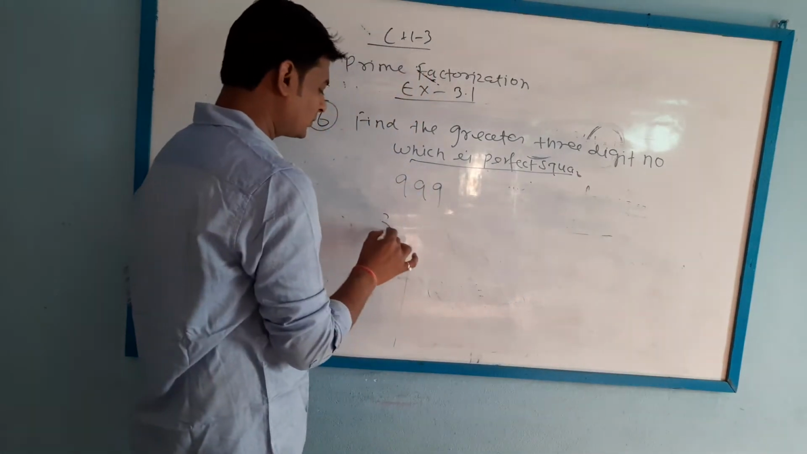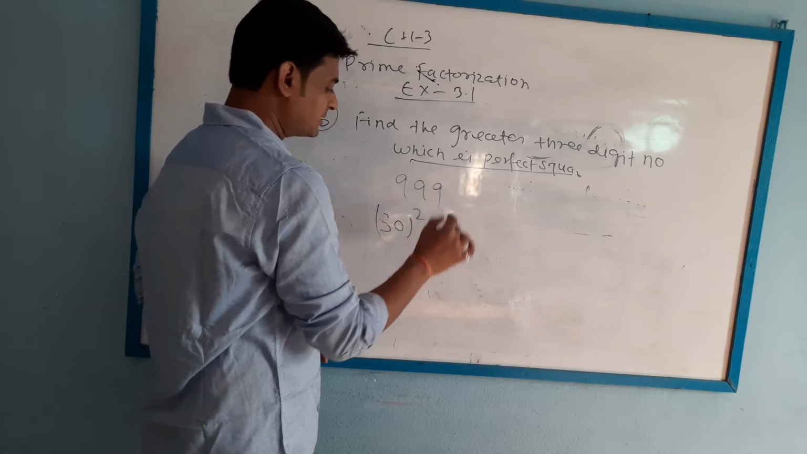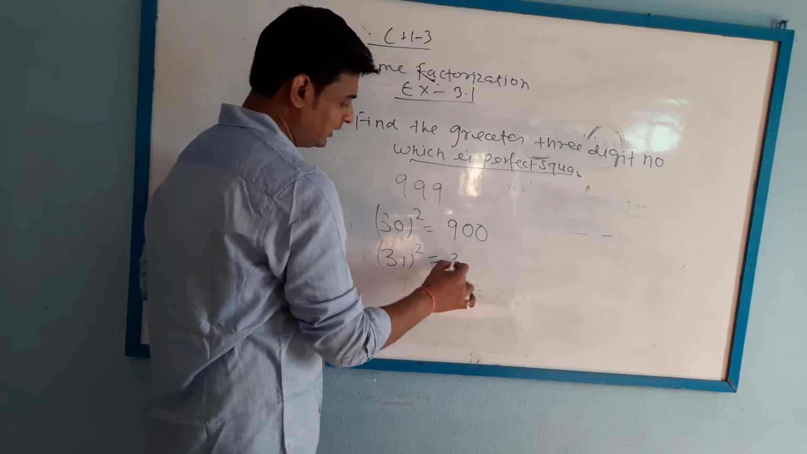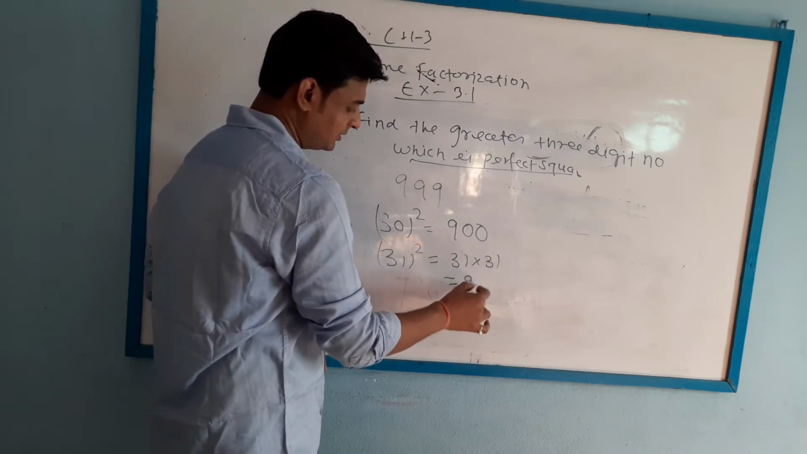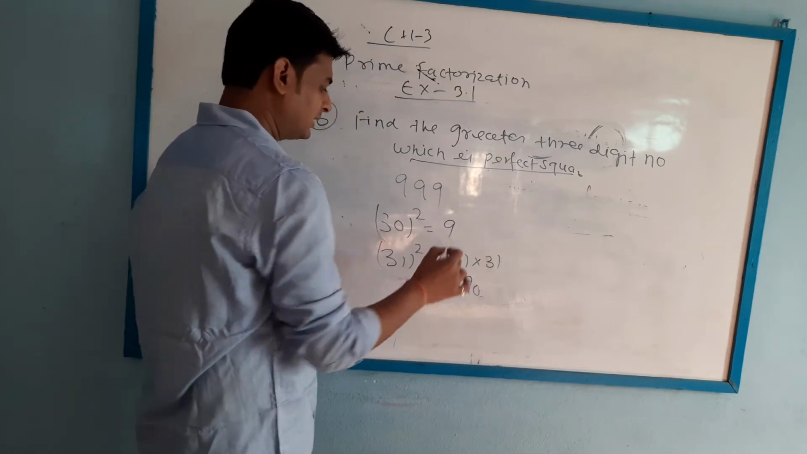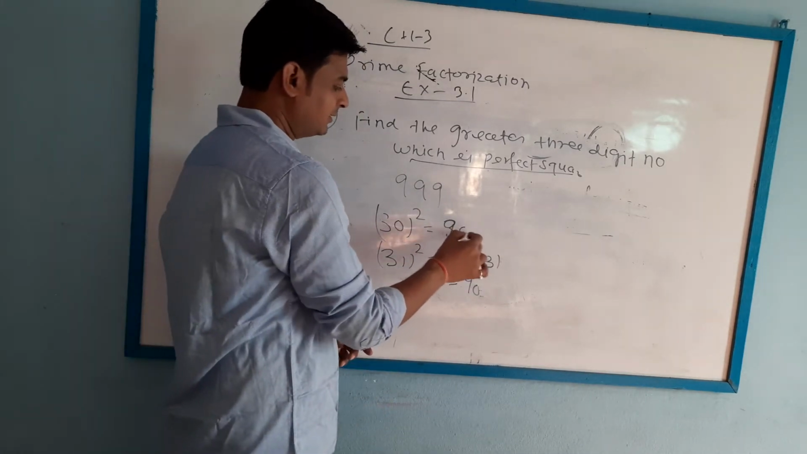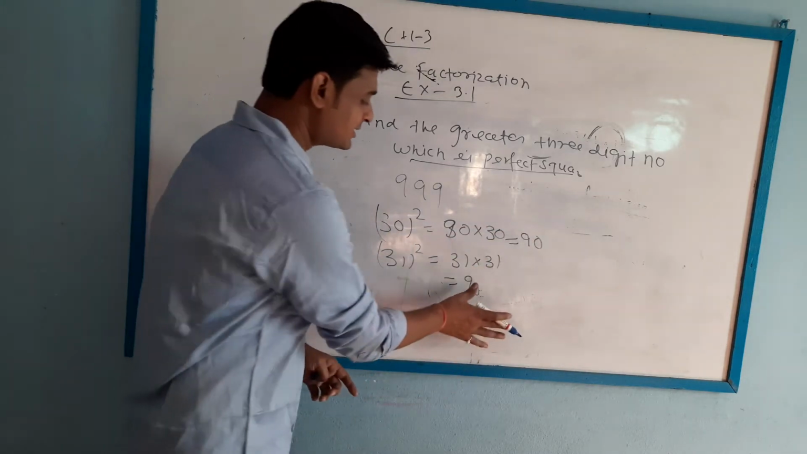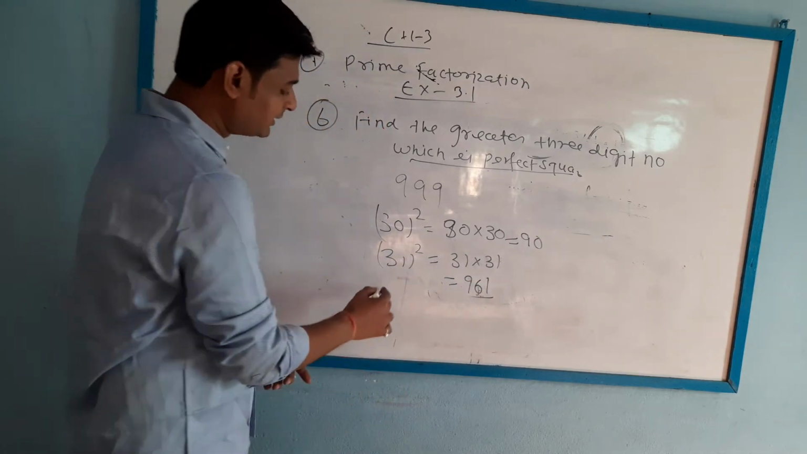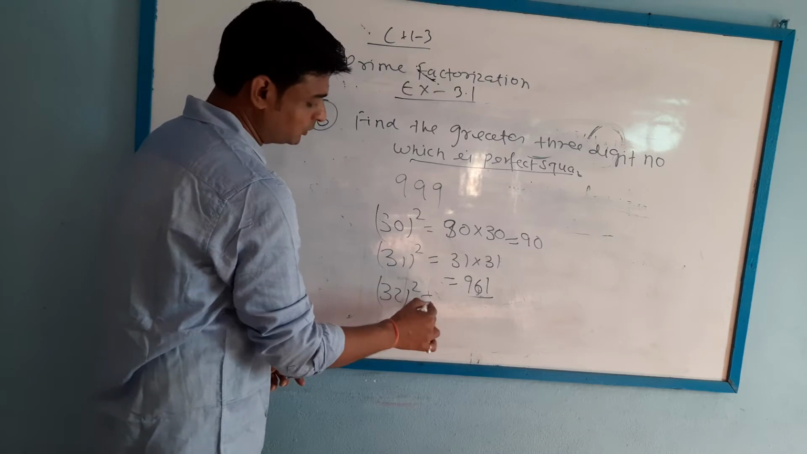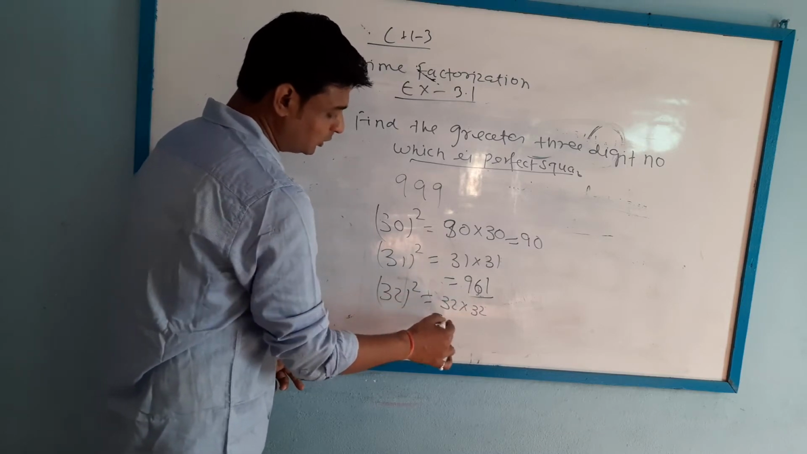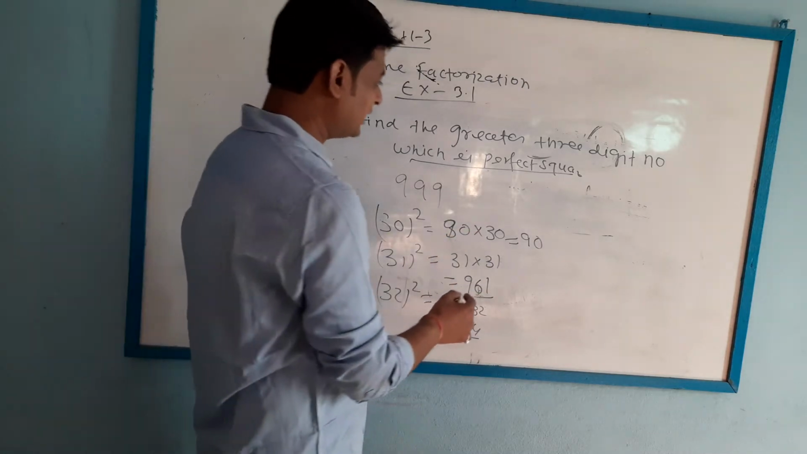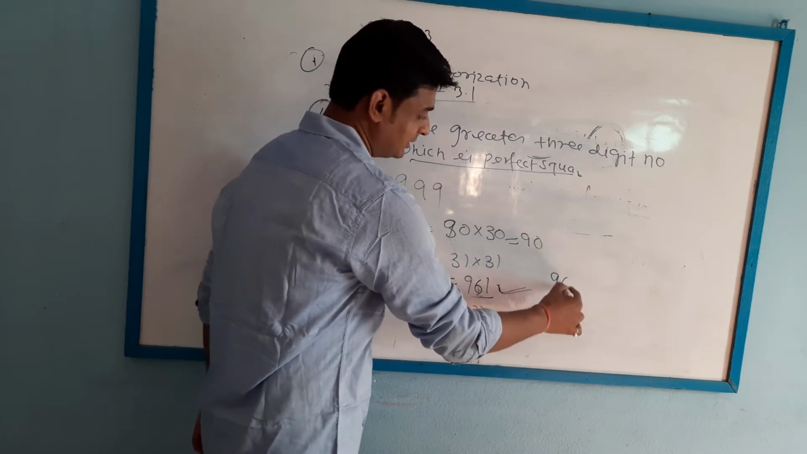We know that the square of 30 is 900. The square of 31 is 31 into 31, which is 961. We can write the square of 30 is 30 into 30, we will get 900. The square of 31 into 31 is 961. After that, the square of 32 into 32 is 1024. So here the greatest 3-digit number which is a perfect square is 961.